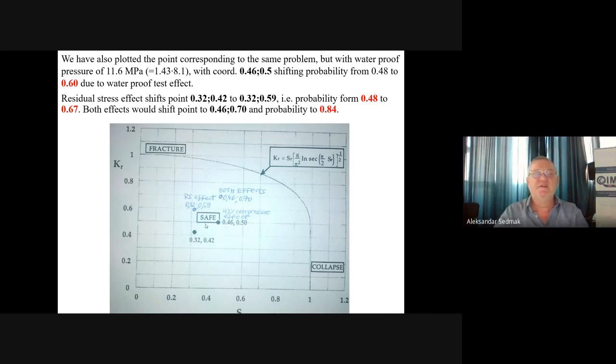Now, for all these points, we can calculate probability as explained, and by doing so, we get probability 0.48 for this point, or 0.60 for this one, or 0.67 for that one, or 0.84 for this one.